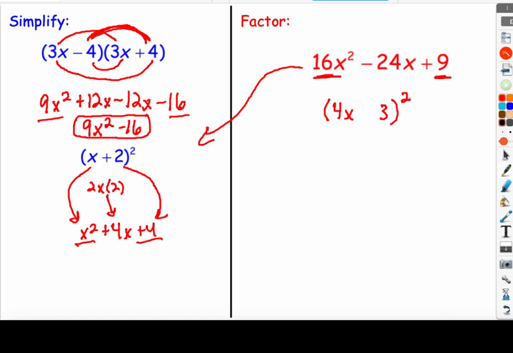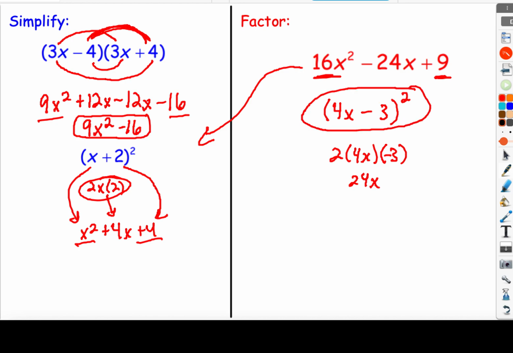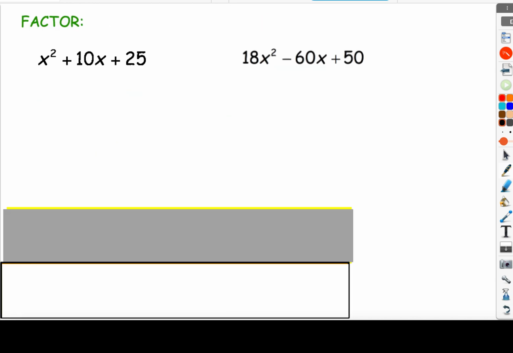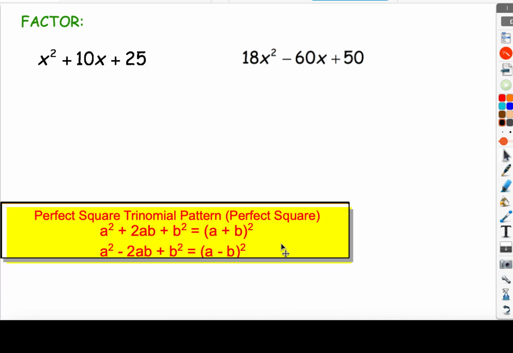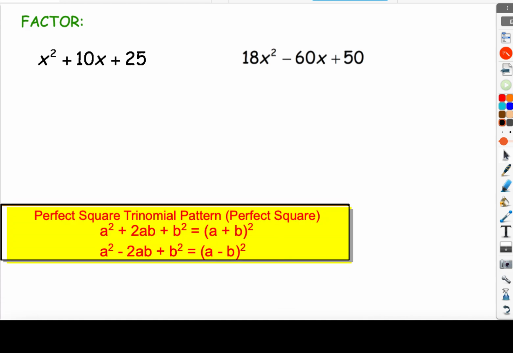And if I think about that pattern that we just developed in the middle here, 2 times the first times the second, 2 times both terms. Well, 2 times 4 is 8, times 3 is 24. And we would get exactly that 24x. Now notice it needs to be a negative 24, but we can quickly solve that by making a minus on that 3. And I believe this would work perfectly. And again, we call that the perfect square trinomial pattern, or perfect squares.